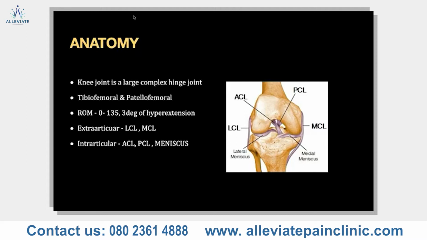There are 4 structures inside the knee joint, the intra-articular ligaments. These are the ACL, the anterior cruciate ligament, the PCL, the posterior cruciate ligament, which is in the posterior part of the knee, and there are 2 structures which are called the menisci. The meniscus is a C-shaped structure, and these lie between the femur and tibia.